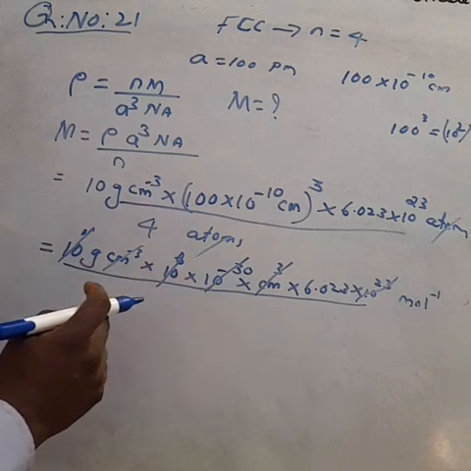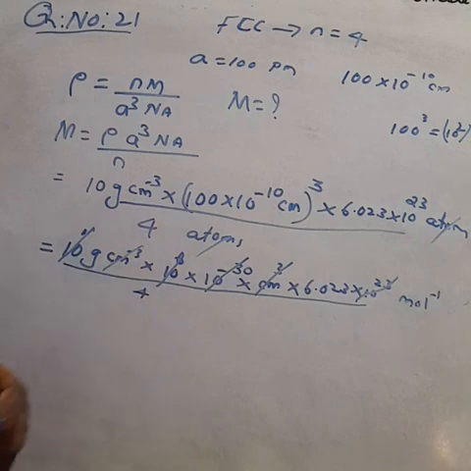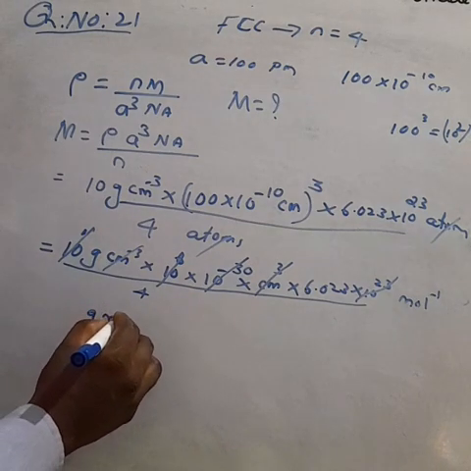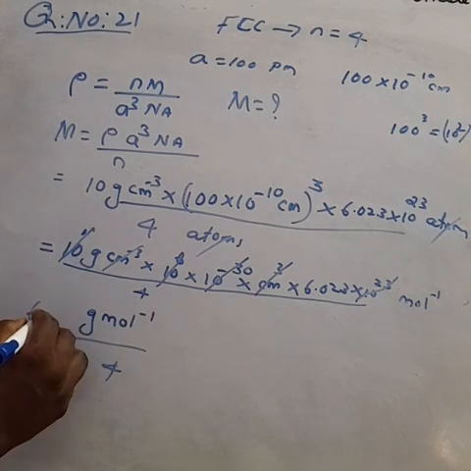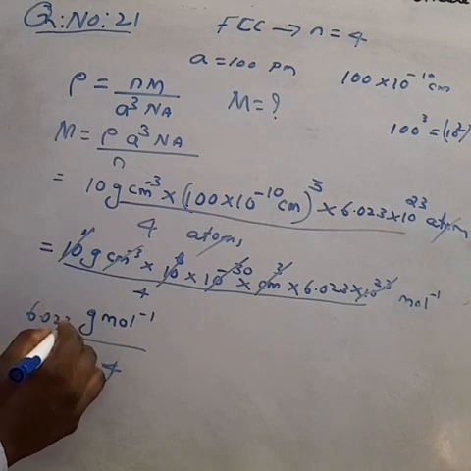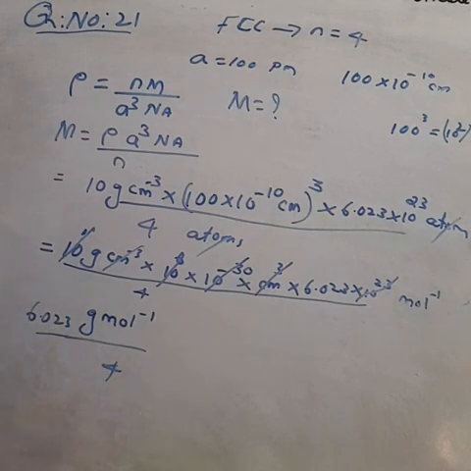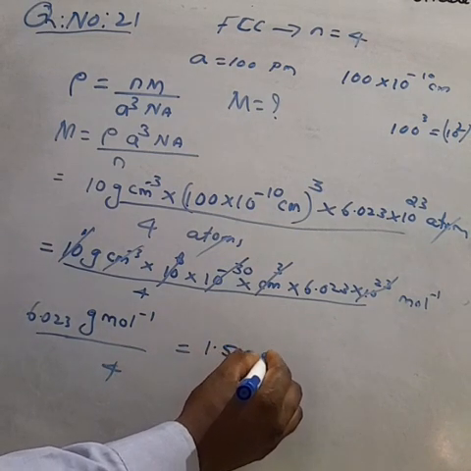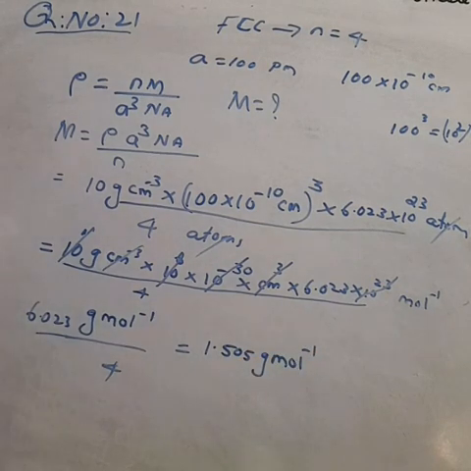So which are the remaining? Avogadro number, that is 6.023. The power is also cancelled. Divided by 4 gram mole inverse. When I divide this out of this 4 table, I can directly write the answer: 1.505 gram mole raised to minus 1. That's the answer.